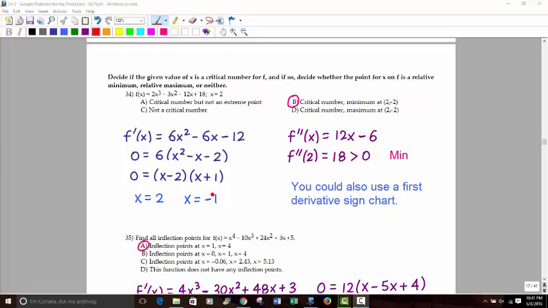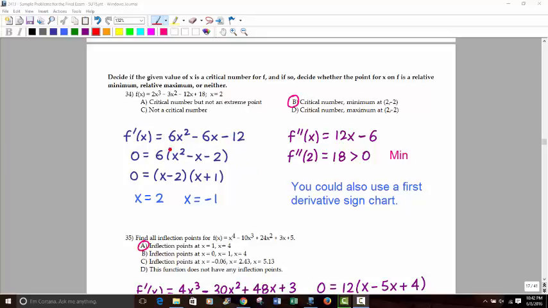Now you could have done a sign chart at this point. You could have drawn a sign chart and done the intervals. Really, you only have to check before 2 and after 2 to see if it's going plus to minus or minus to plus. But as I mentioned right here, that's what this is saying. You could use a first derivative sign chart, but it's just quicker and easier to go with the second derivative test.